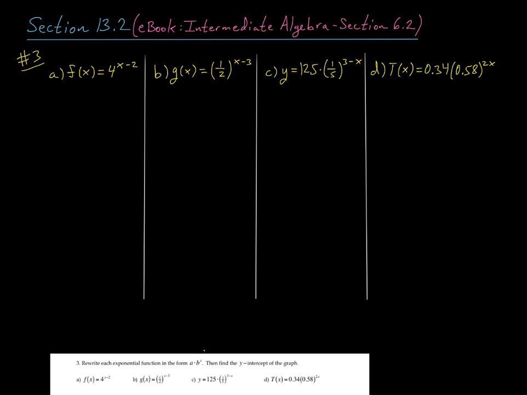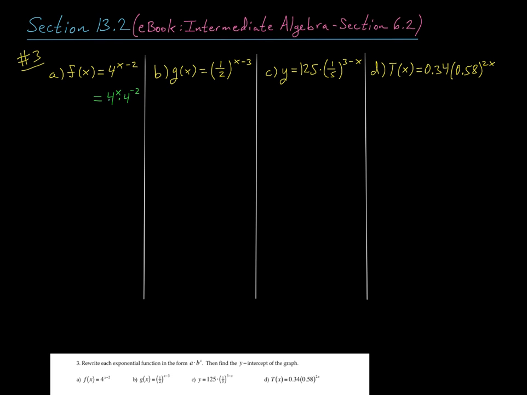So if I want to write this function in the form a times b to the x, where again a is that initial value, it's really the y-intercept of our graph. To do that, I can use this property of exponents that says I can first break this up as 4 to the x times 4 to the minus second power.